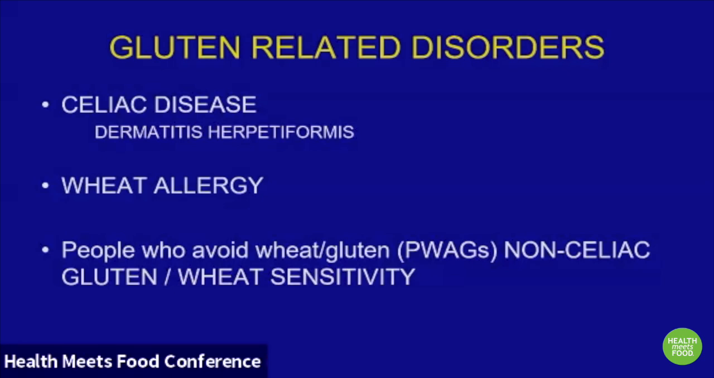So what are the gluten-related disorders? Well, we have celiac disease, and then the intensely pruritic skin disease of dermatitis herpetiformis is really celiac disease. Then we have wheat allergy, and as a gastroenterologist, we don't see wheat allergy all that much, but you'll hear about food allergies. And then we have people who avoid wheat or gluten, or PWAGs, and this includes people who buy gluten-free food for some reason, for people who self-identify as being gluten sensitive. And that's an area that's been expanding greatly.